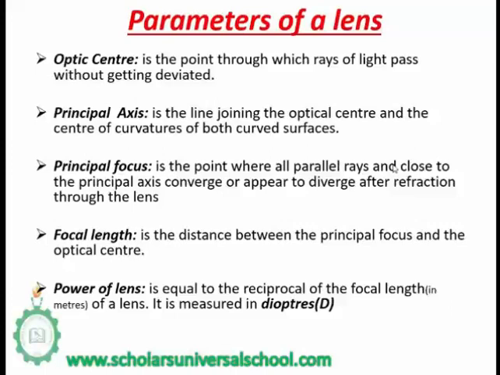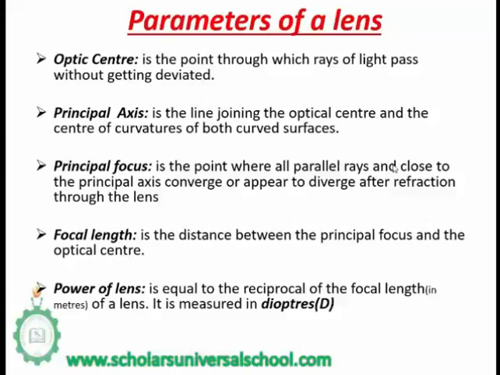The principal axis is the line that joins the optic center of the lens and the centers of curvature of both curved surfaces. Remember how to get your center of curvature: you complete the sphere that a face is giving. Then the center of that sphere is giving us the center of curvature. So the line that joins the optic center of the lens with the center of curvature of each of the two curved surfaces is given as what? As the principal axis. Now, what's the principal focus?